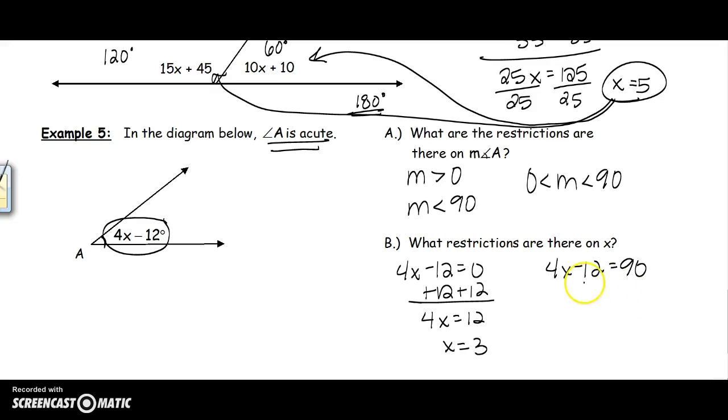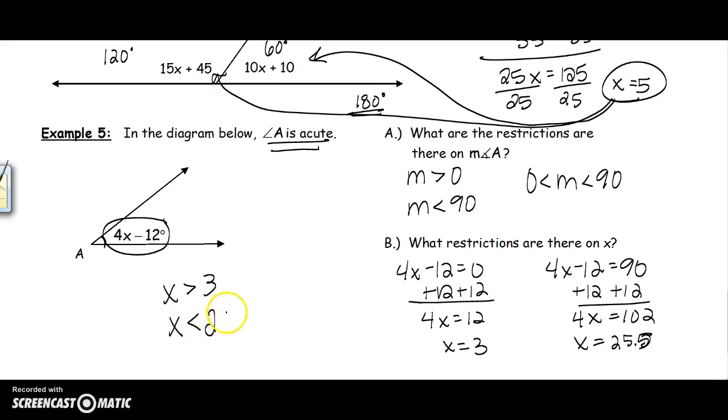When you go through and solve these problems, x is going to be 3, and x is going to be 25.5. You just found your range. So the value of x has to be greater than 3, but it can't be higher than 25.5. So your range is x is greater than 3, and less than 25.5.